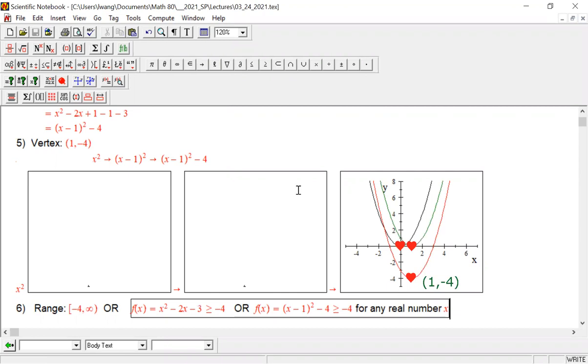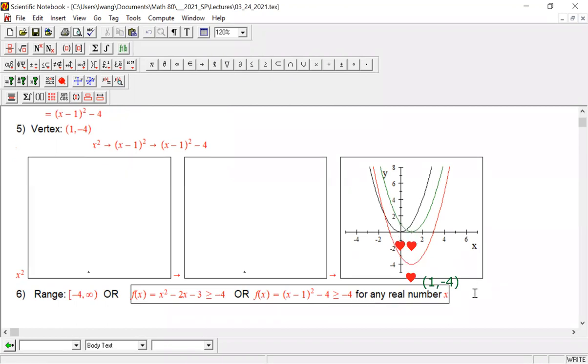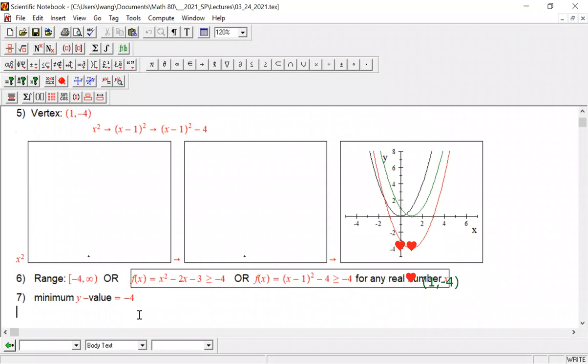Now, number 7, the minimum or maximum y value. Because this parabola opens up, we don't have a maximum value. We have a minimum y value, and that is -4. Minimum y value, that's -4.